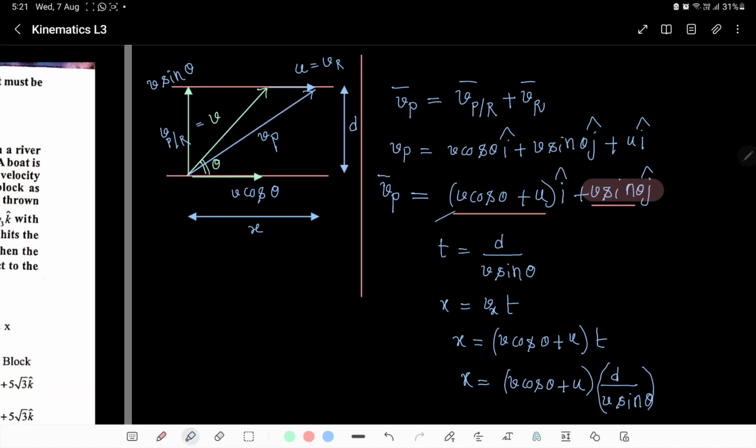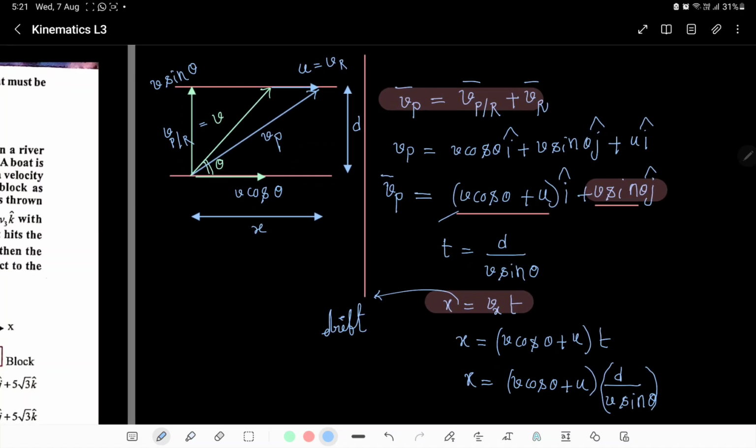That was the answer. This is the main logic, and one more point is that we call this x the drift. So that's question number 2. Hope it's clear for everybody, right?